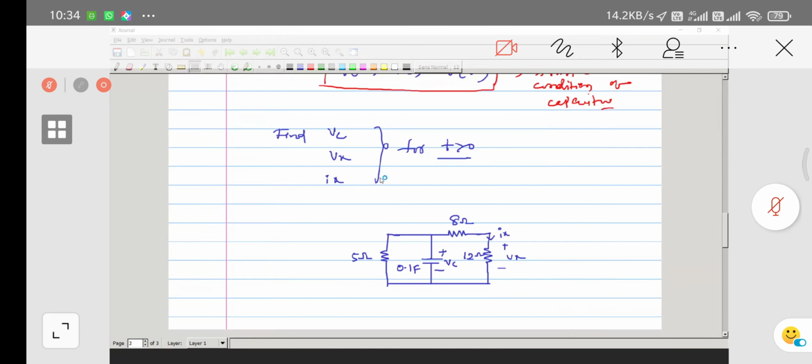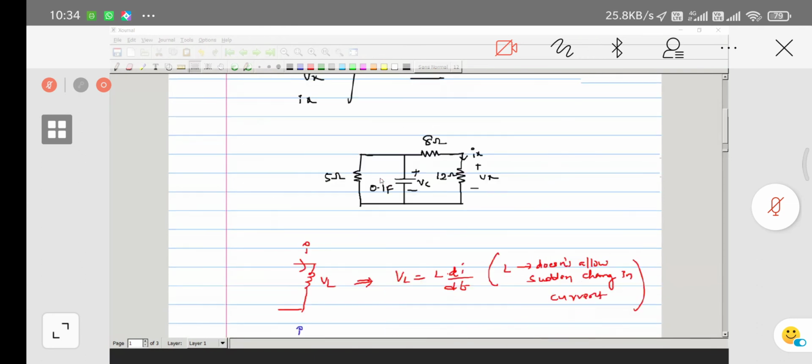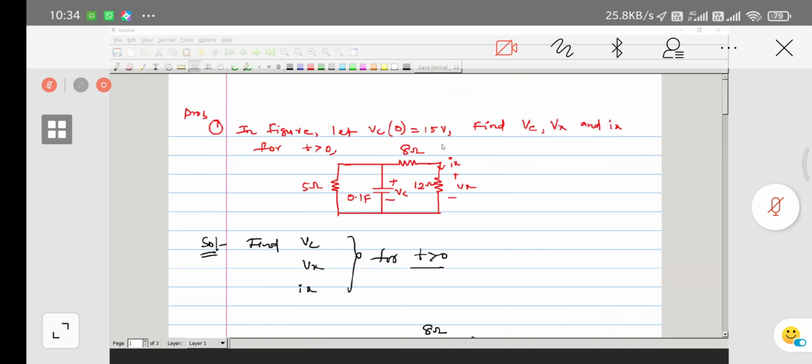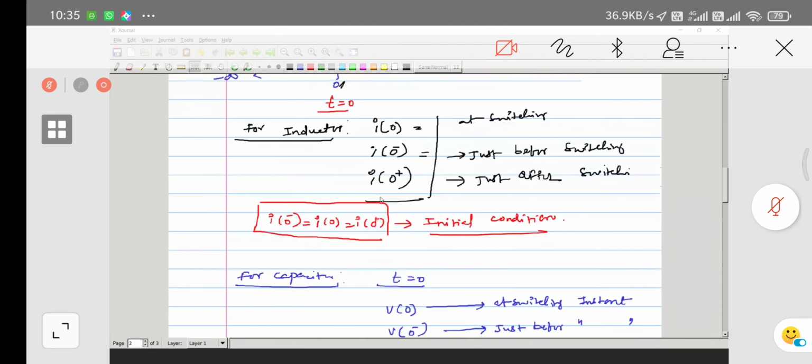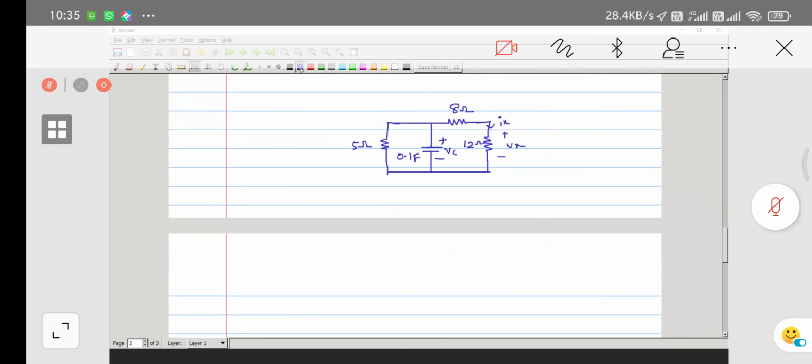Let Vc(0) equal 15 volts, which means the voltage across the capacitor at time t equal to 0 is 15 volts. So what is the voltage across the capacitor at t equals 0? The voltage across the capacitor at 0 is 15 volts, which is the initial voltage. So the capacitor is acting as a 15 volt source.